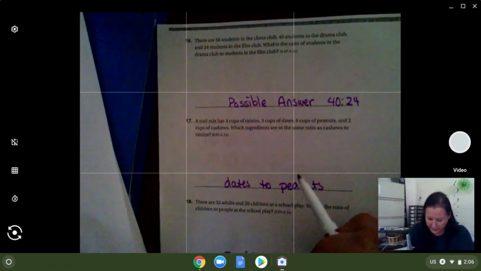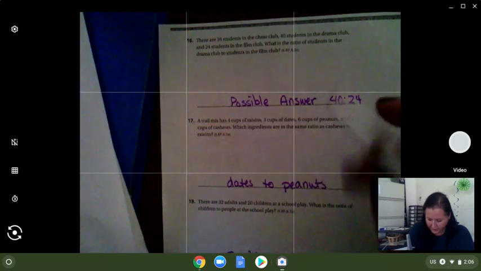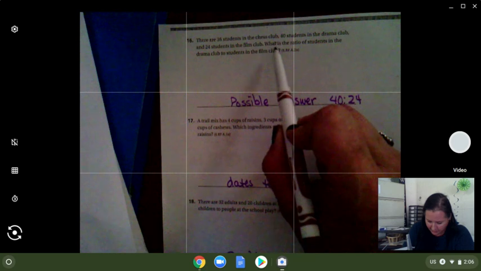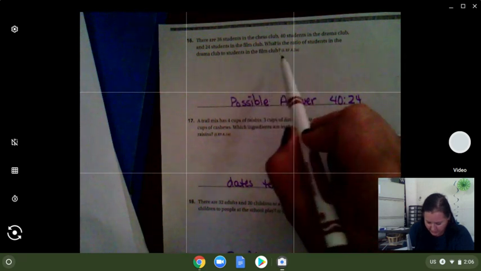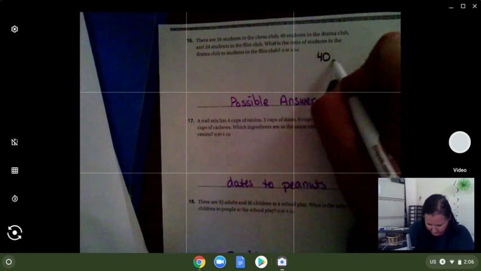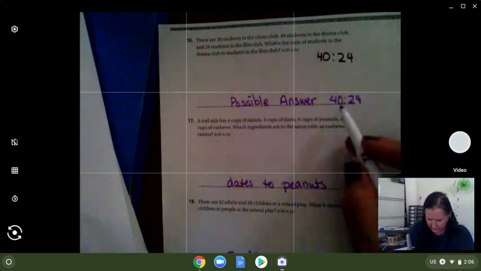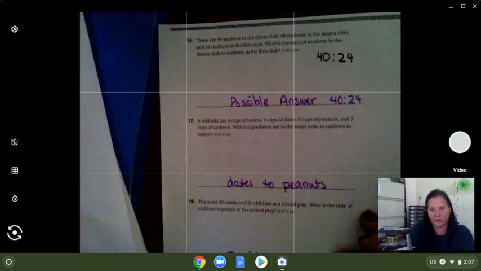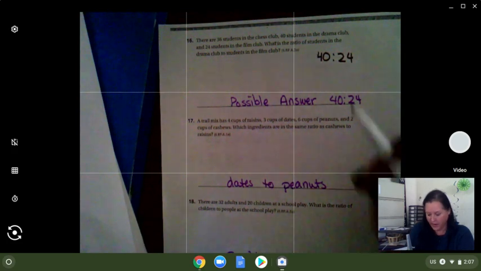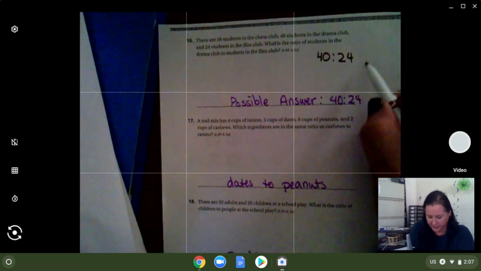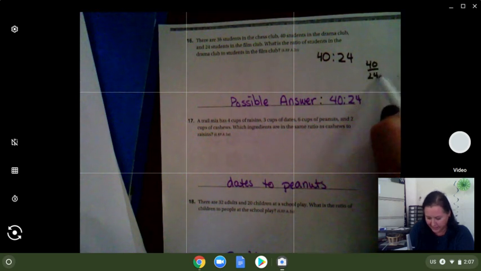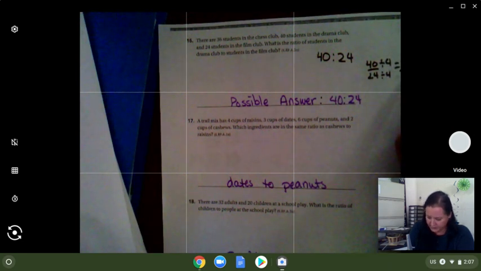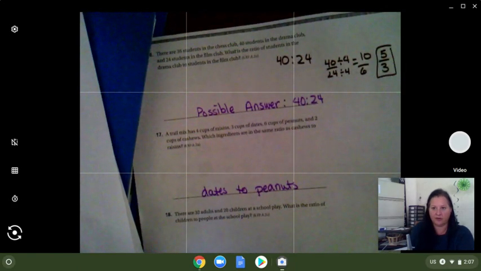It says, there are 36 students in the chess club, 40 students in the drama club, and 24 in the film club. What ratio of students in the drama club to students in the film club? So drama is 40, film is 24, so 40 to 24. If you wanted to simplify it, you could. That would be why they say a possible answer here. We could also simplify that by dividing those both by 4. That would be 10 over 6, which you could divide again by 2, which would be 5 over 3. So that would be the simplified ratio, 5 over 3.